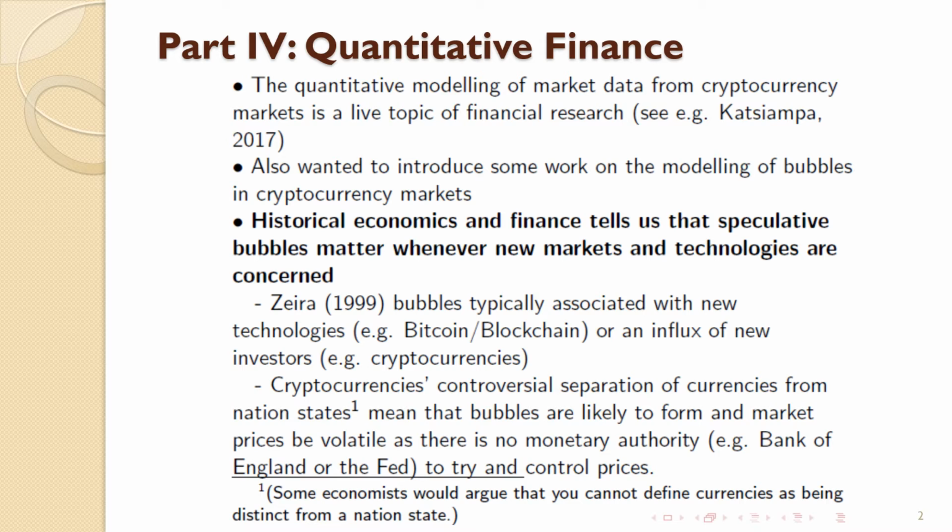cryptocurrency investors. Another thing here is that cryptocurrencies involve a sort of controversial separation from currencies and nation states, which means that bubbles are more likely to form and market prices may be more volatile as there's no monetary authority or equivalent to the Bank of England. However, there's a caveat that some people may think you can't define currencies as being distinct from a nation state in this way.